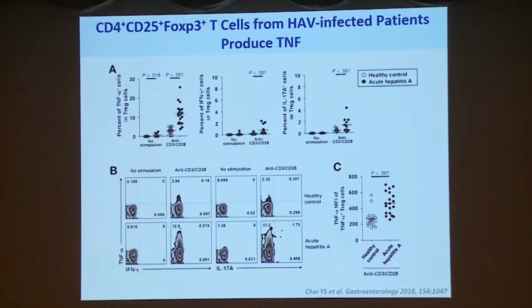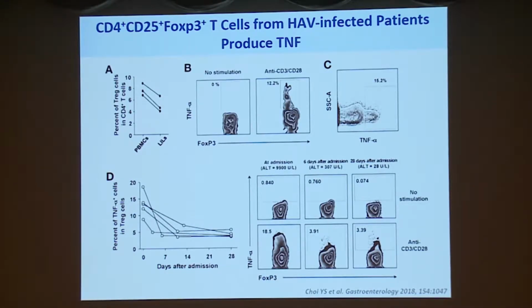So this is a case from a single patient, but this is showing the statistical difference between the healthy donor and acute Hep A patient. As you can see here, in the acute Hep A patient, upon anti-CD3 CD28 stimulation, they produce a lot of TNF-alpha. At the same time, interferon gamma and IL-17A production was also a little bit increased.